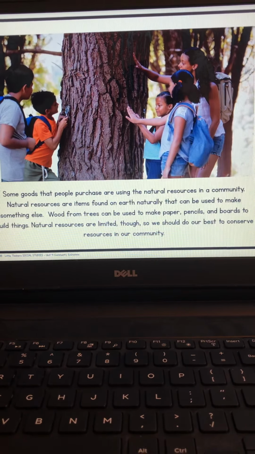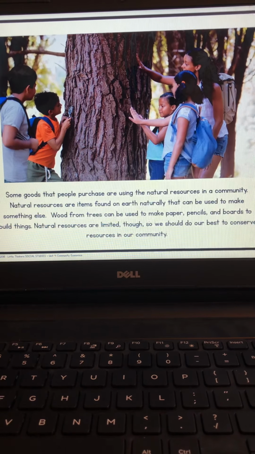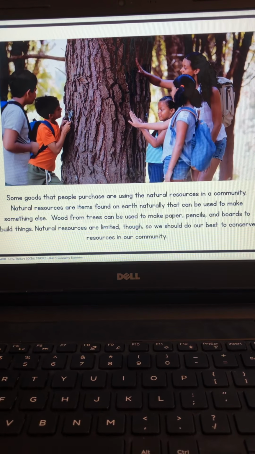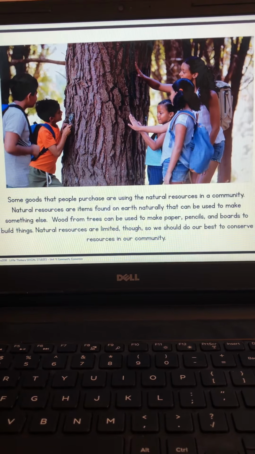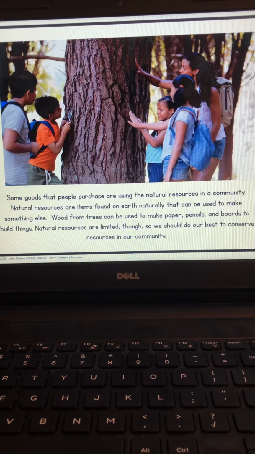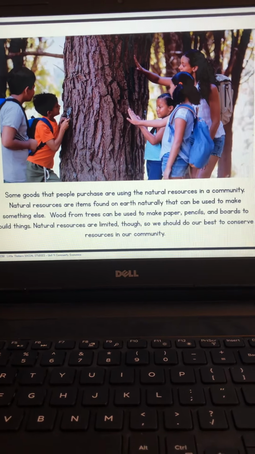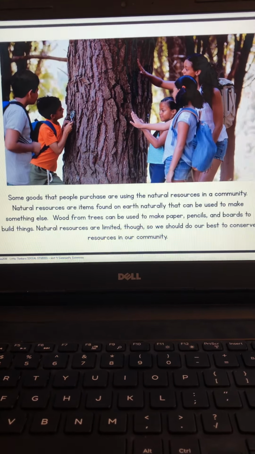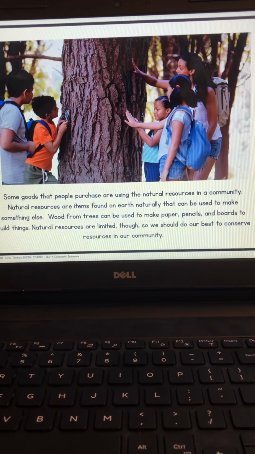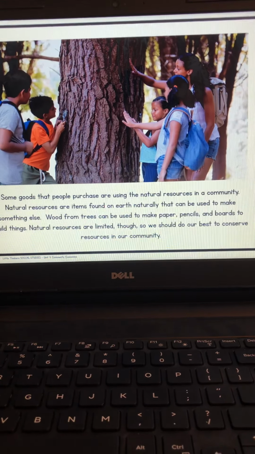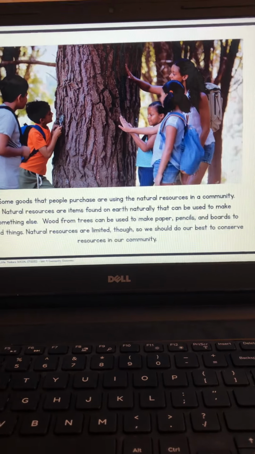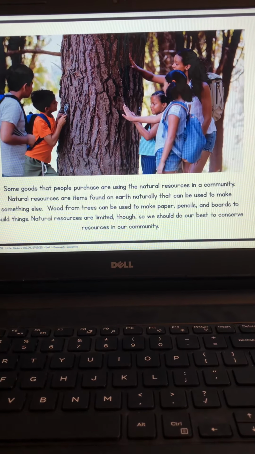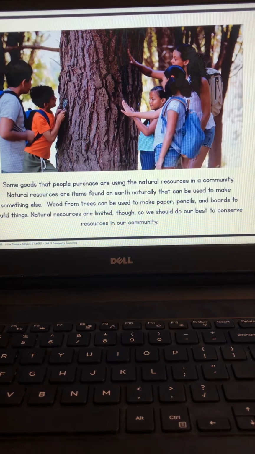So let's take trees for an example. We use trees to make paper and pencils and anything made out of wood. But it's important that we do our best to conserve those resources. What it means to conserve is just to not use too much of it. If you were just to cut down all the trees and make a ton of paper and things out of wood, well, then you're not going to have any trees left.